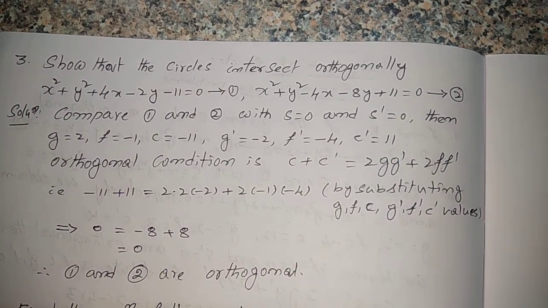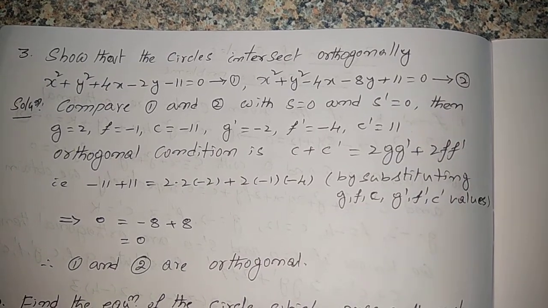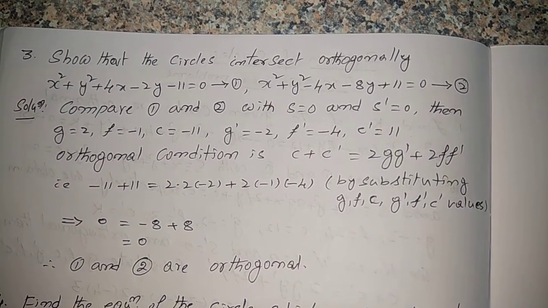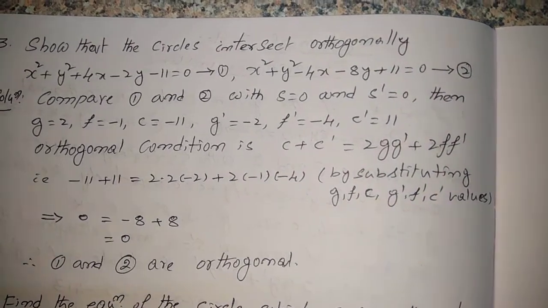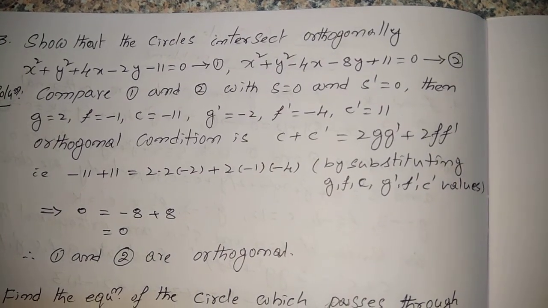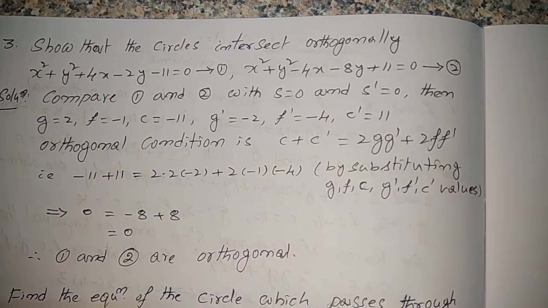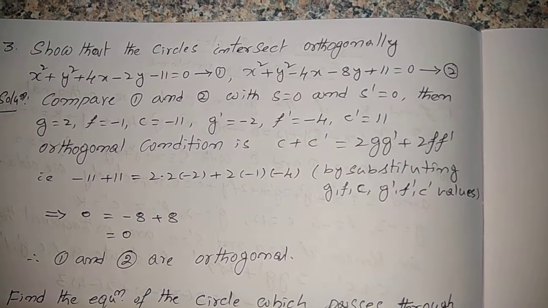Third example, show that the circles intersect orthogonally. The given circles are x square plus y square plus 4x minus 2y minus 11 is equal to 0, equation number 1, and x square plus y square minus 4x minus 8y plus 11 is equal to 0, equation number 2. Solution. Compare 1 and 2 with S is equal to 0 and S dash is equal to 0.